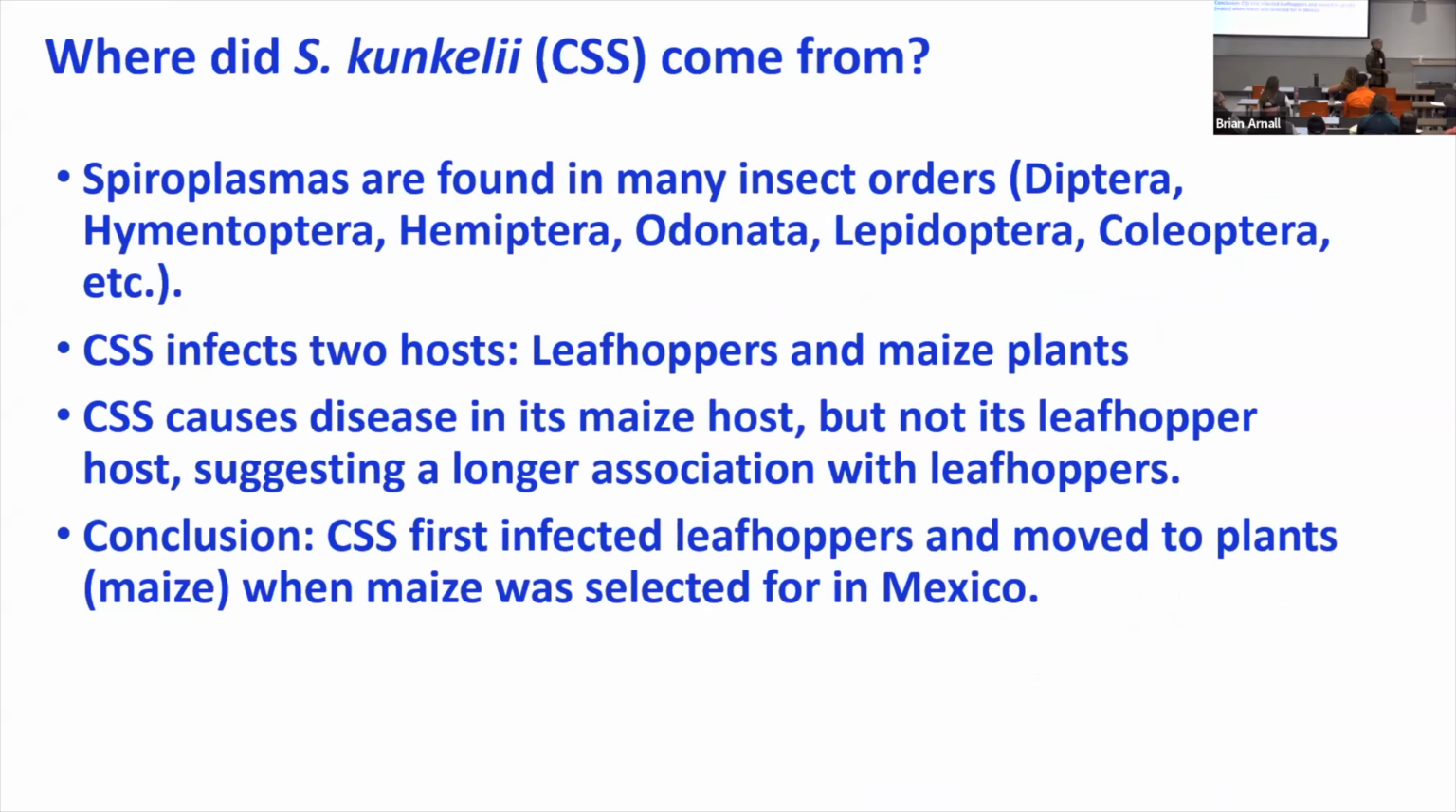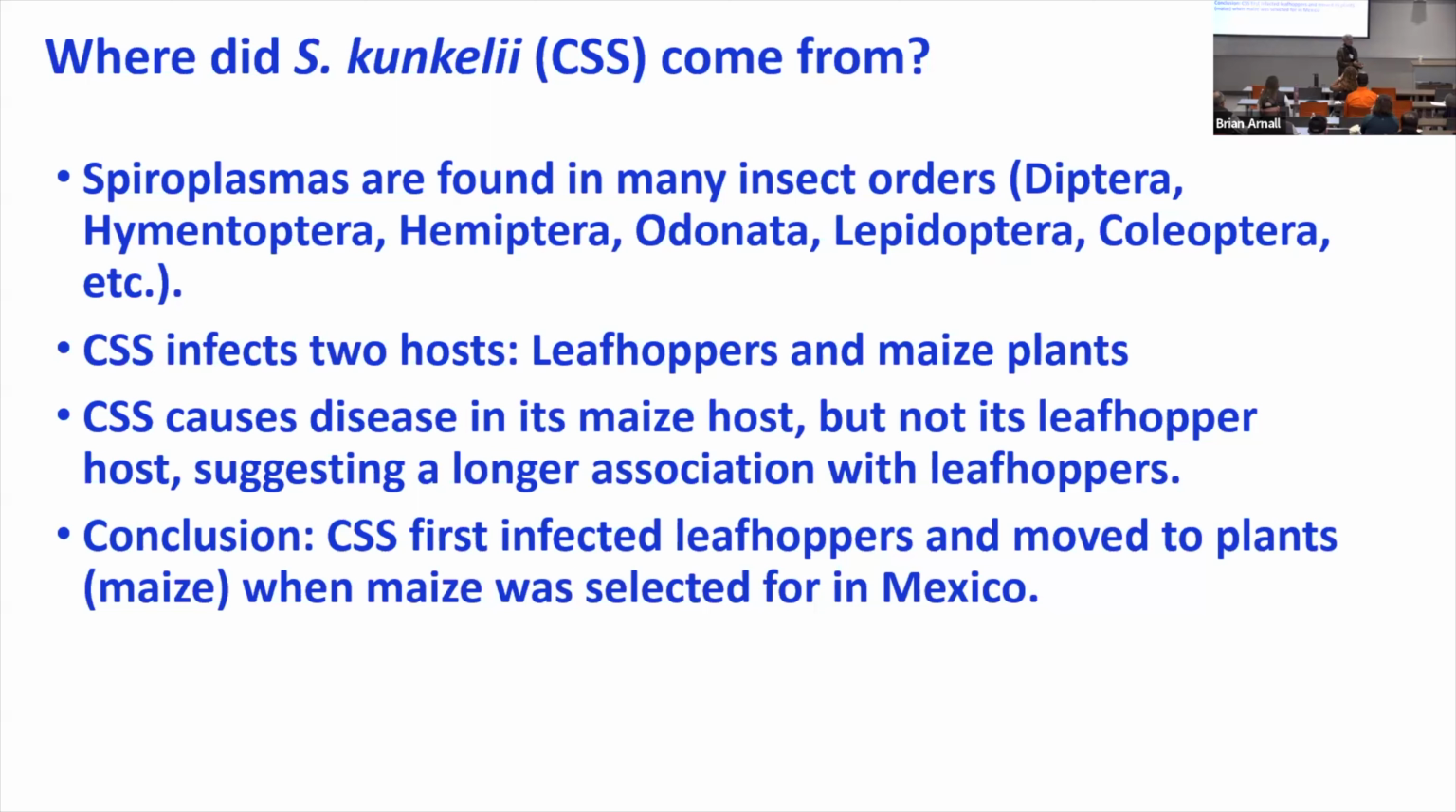Okay, so here's a big question. Where did Spiroplasma kunkelii come from? I'll start off by saying that spiroplasmas, as a group of bacteria, are found in many insect orders, the flies, the bees and wasps, the hemipterans like aphids and leafhoppers, odonates, Lepidoptera, and beetles, etc.